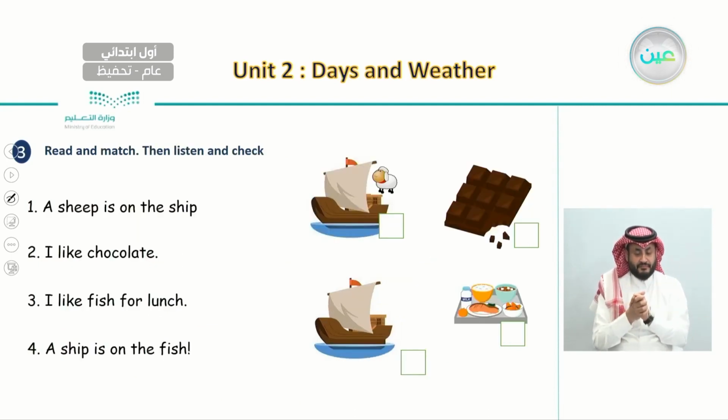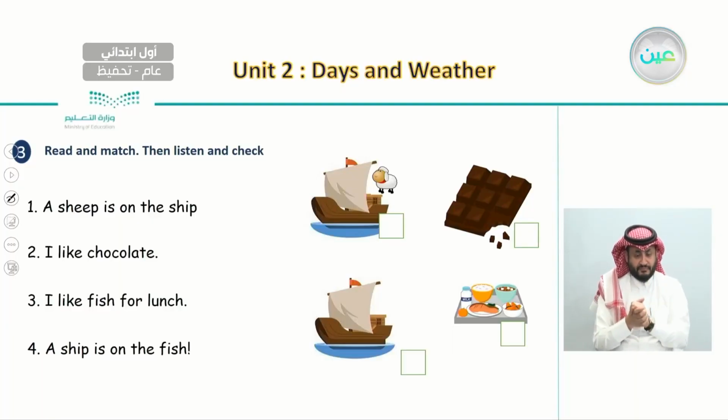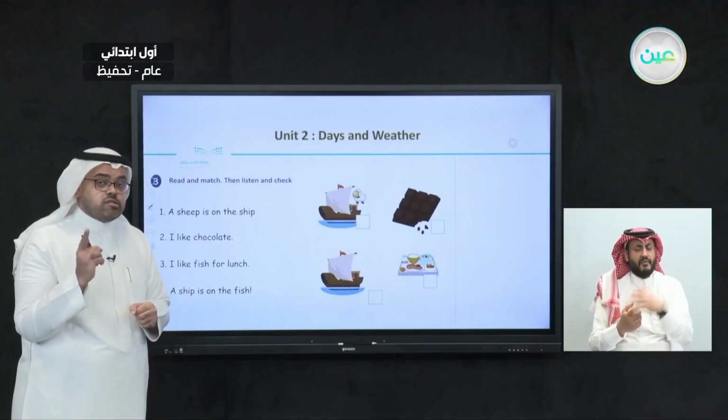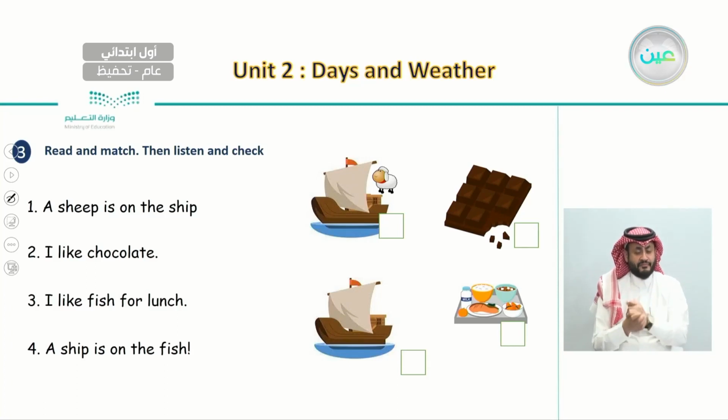Now this will leave us with the last exercise. In this exercise, we're going to read, match, and listen and check our answers. So here we have not only one word, but different words in one sentence. So what we're going to do, we're going to read these sentences, and after this, we're going to match them with this picture. The first sentence says, a sheep is on the ship.